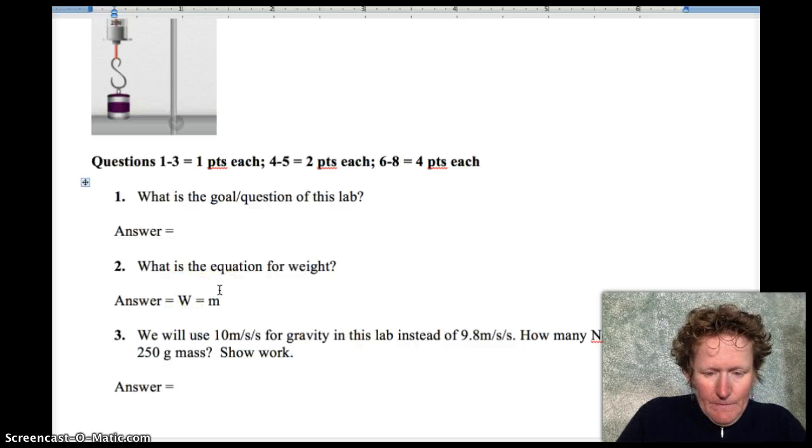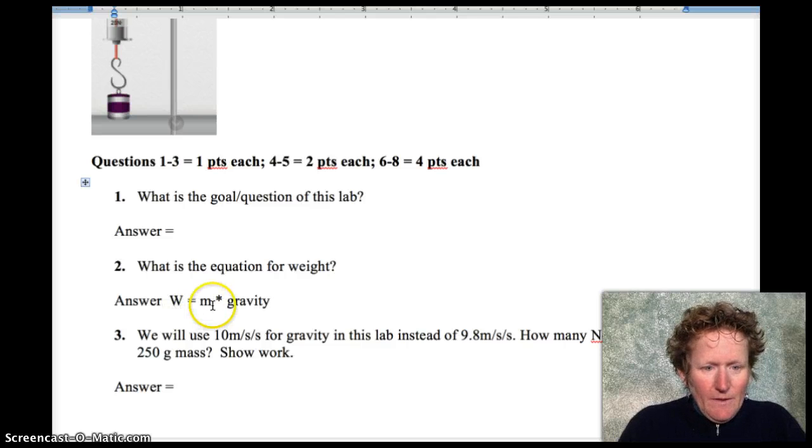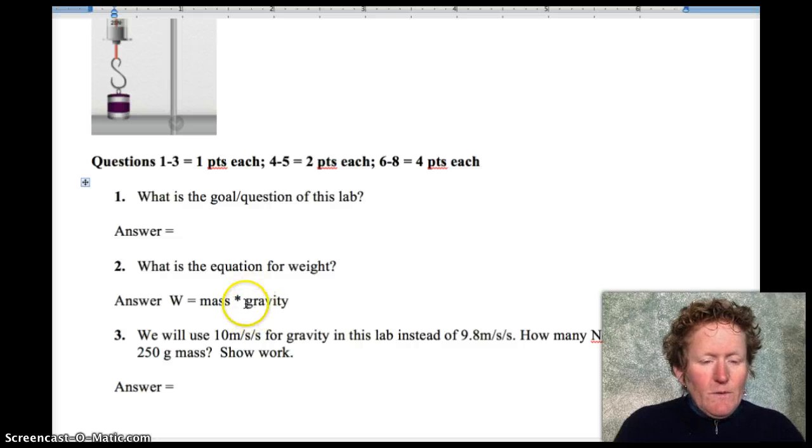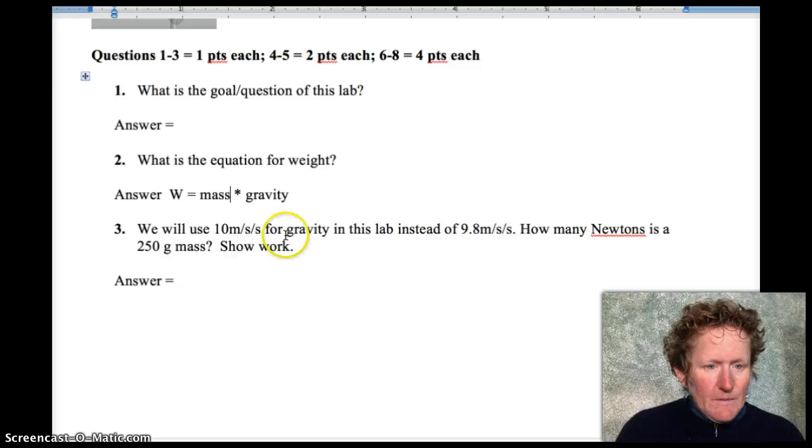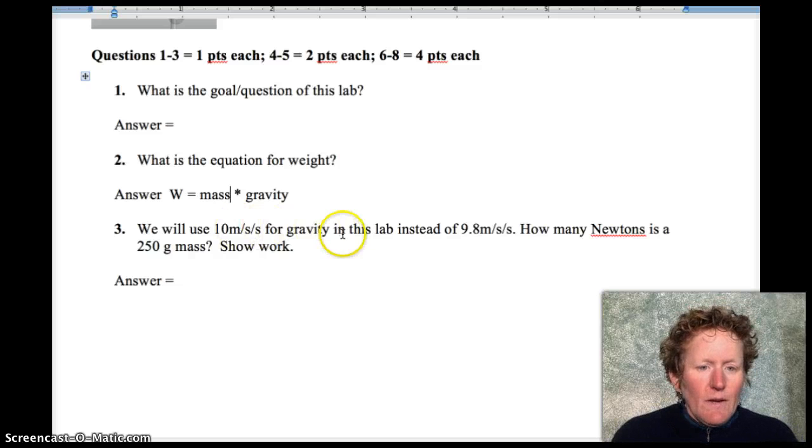mass times gravity. And I'm going to spell out the word gravity. I'm actually going to spell out the word mass here too. I don't want you to confuse the G for gravity with the G for grams. We will use 10 meters per second, or 10 meters per second squared, for gravity for this lab.